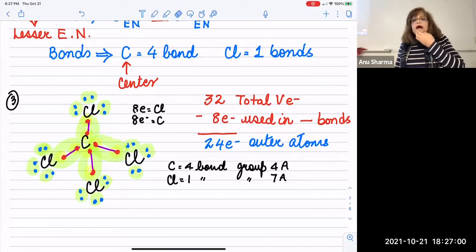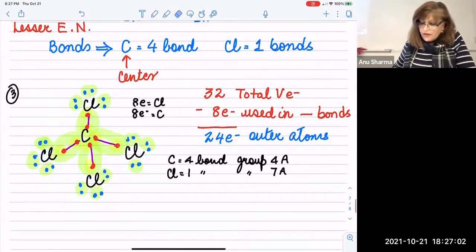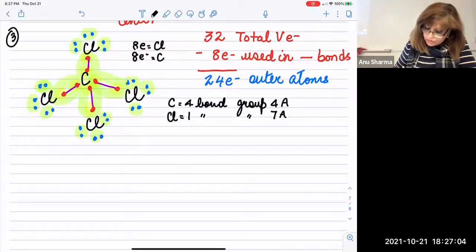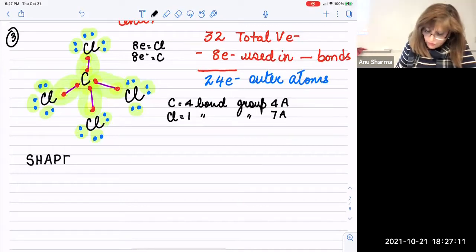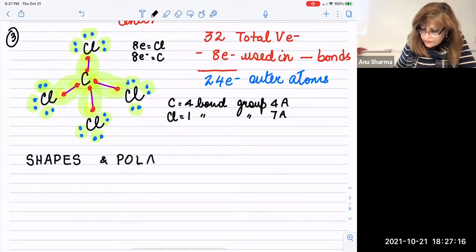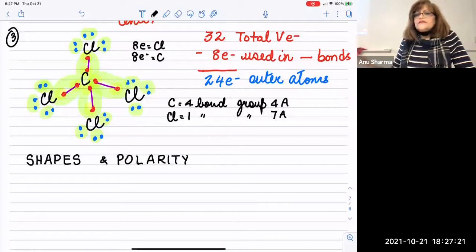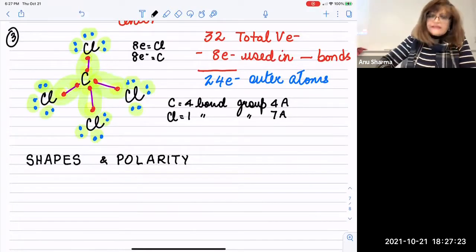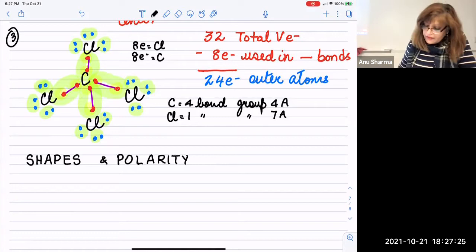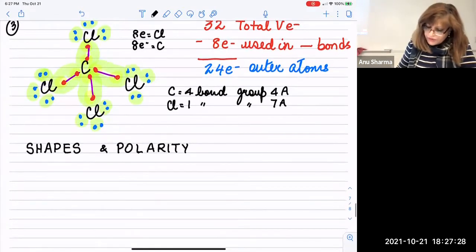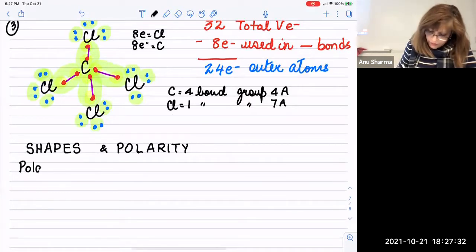Now, included here, I'm also going to include the shapes and polarity. The way the whole thing is given in your book is all scattered, because that's the way the chapter has to be written, but I have done this in this fashion so that for every example, we will look at it. Okay, here, first of all, polarity.